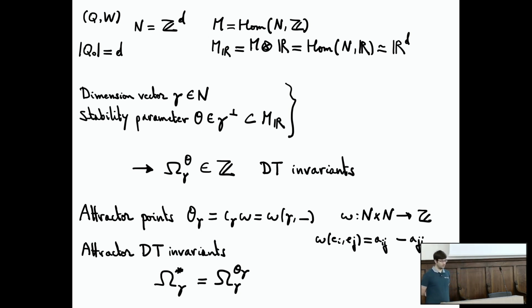which is defined by the fact that omega of the basis vectors e_i, e_j is a_ij minus a_ji, where a_ij is the number of arrows from i to j. So just the adjacency matrix of the quiver, skew-symmetrized. So we have this special point, and then we define the attractor DT invariants as being the DT invariants at this particular point. So I was denoting by omega gamma star the attractor DT invariant.